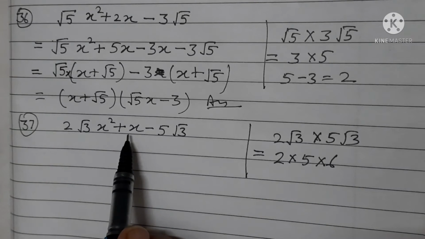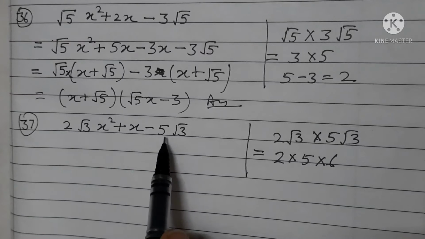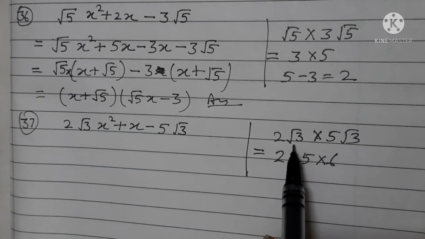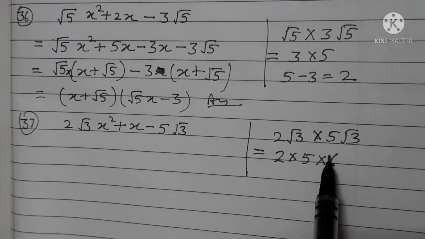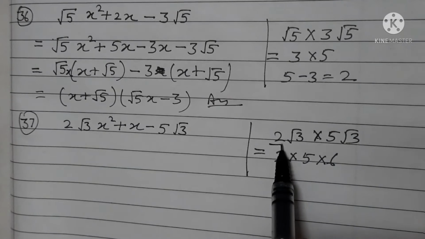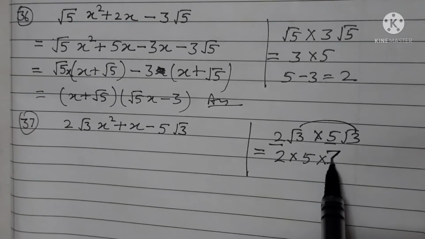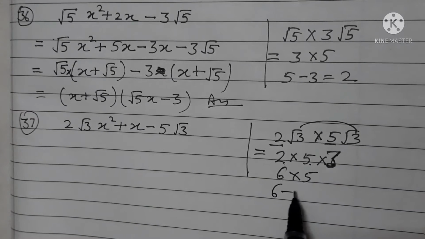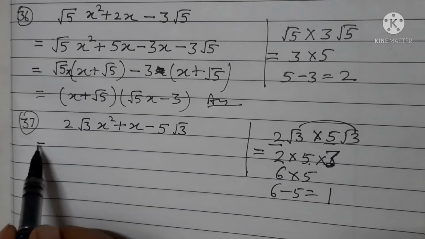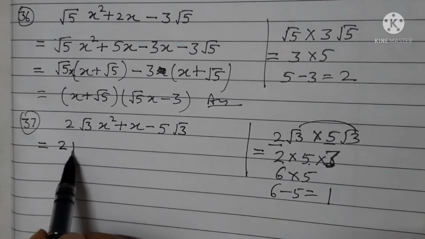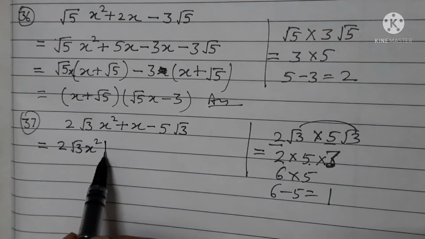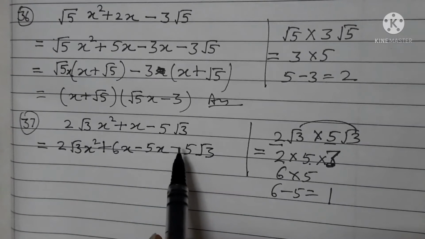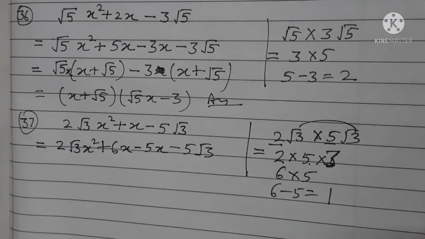Now here, 2 root 3 and 5 root 3. So here only 1, this root 3, this is 3. This is 2, this is 5 and this is only 3. So 3 2s are 6 and 5. 6 into 5. So you can write 6 minus 5 is equal to 1. And write down 2 root 3 x square plus 6x minus 5x minus 5 root 3. And do the next steps and check the answer.